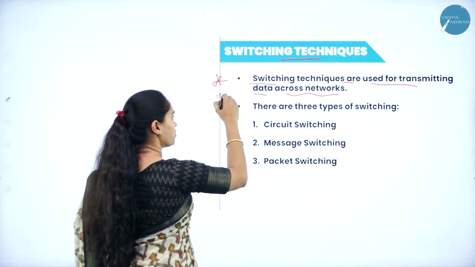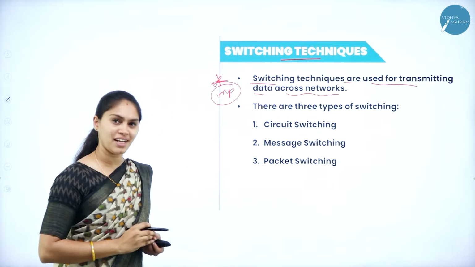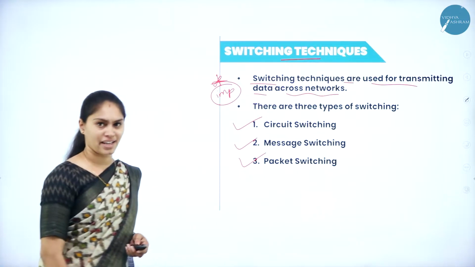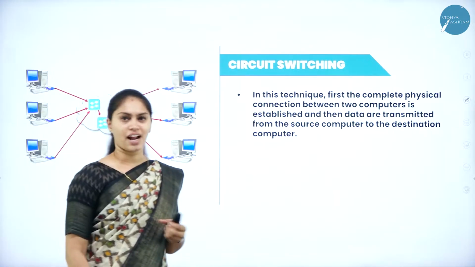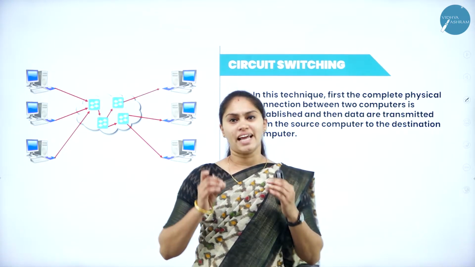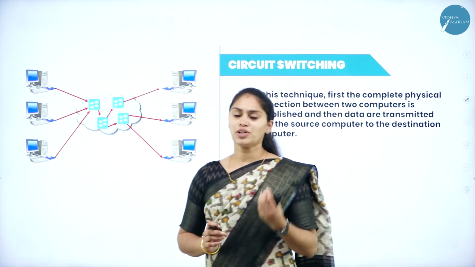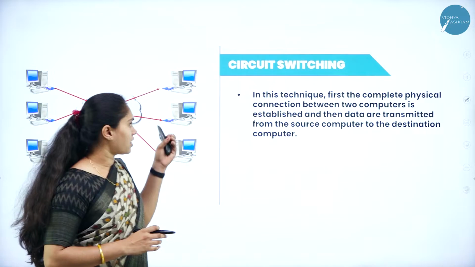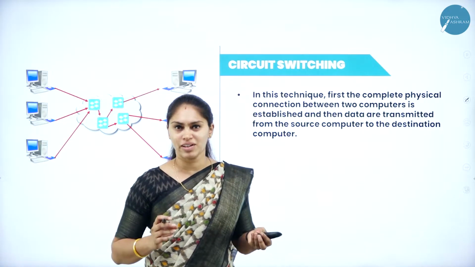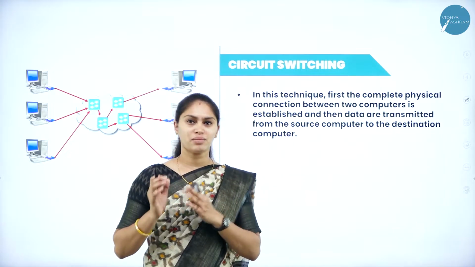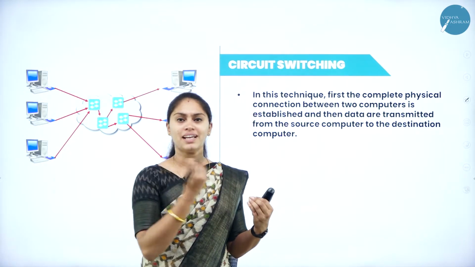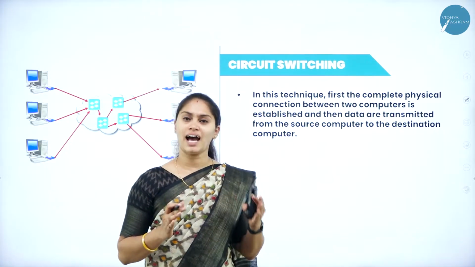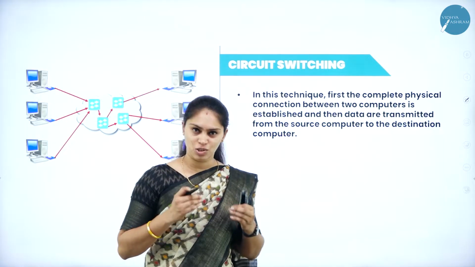How many types of switching techniques do we have? We have 3 types of switching networks: circuit switching, message switching, and packet switching. We'll see the first type, circuit switching. It is just like a telephone communication. They build one dedicated channel between the sender and receiver. There will be one sender and one receiver, and when you want to send data from sender to receiver, one particular dedicated channel or medium is established between the sender and the receiver.